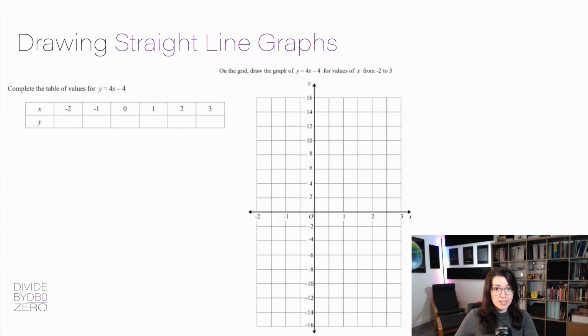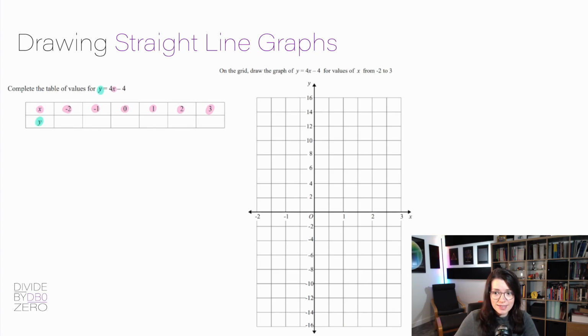Next idea, drawing straight line graphs. Now, the easiest way to do this is to use a table of values. Sometimes they'll give you that table of values in the exam and sometimes they won't. Either way, it's fine because if they don't, you can just draw your own table and fill it in. In this example we have here, they've actually given us a table to complete. It says complete the table of values for y equals 4x - 4. First thing to notice is there's an x there and then there's a bunch of x values here. There's also a y there and a y here, and that's what we're going to fill in.